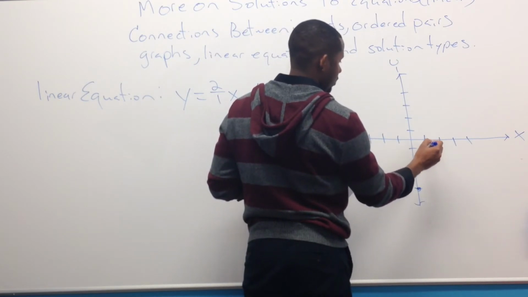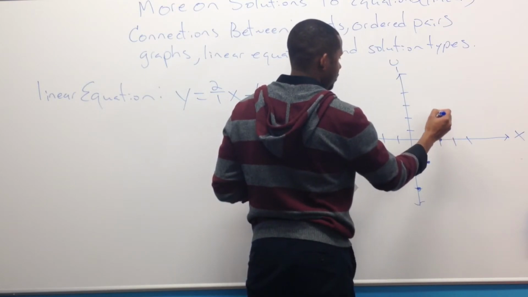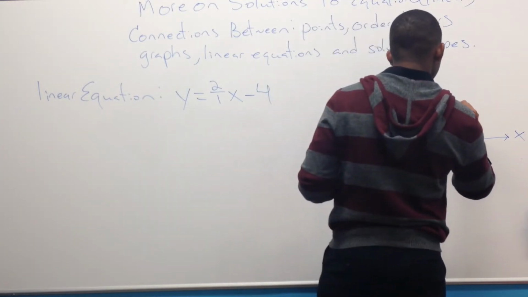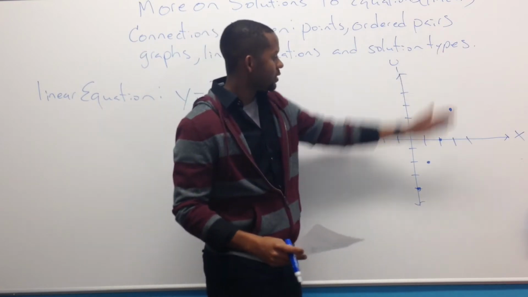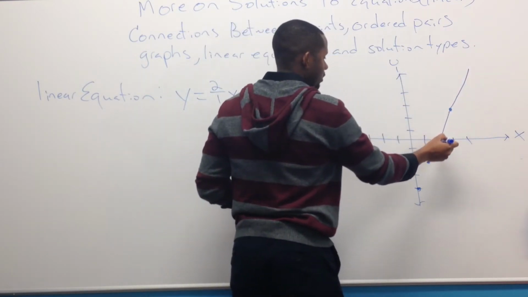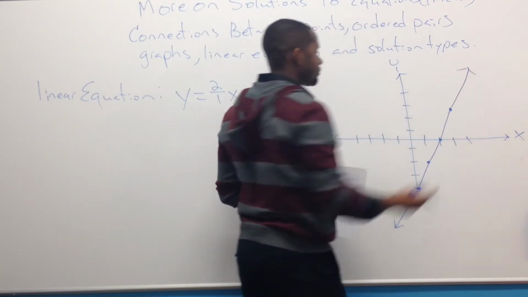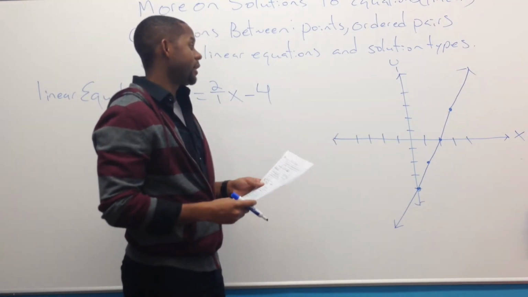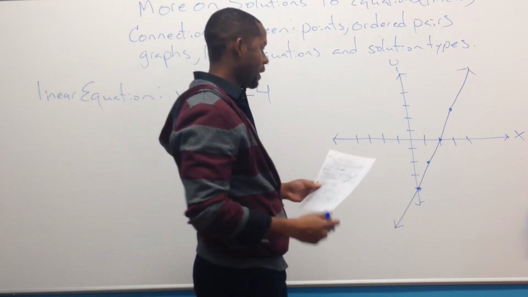I go up 2, over 1. Here's my next point right here. Up 2, over 1. Here is my next point right here. All right? So these are the points of my line. I'm going to go ahead and do my best to draw a straight line through them. Okay? So just make sure that you have that line graphed in the way that I did. I just walked you through it. You don't need to know how to do that yet, okay?